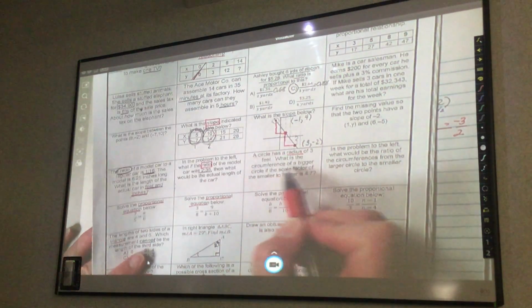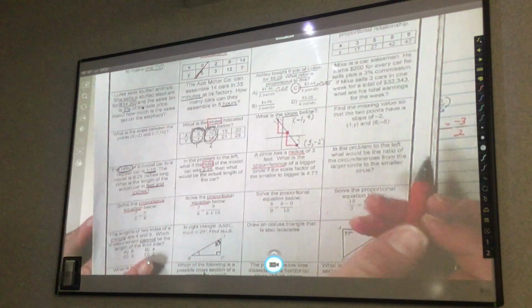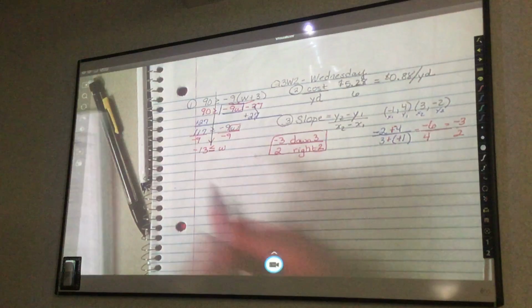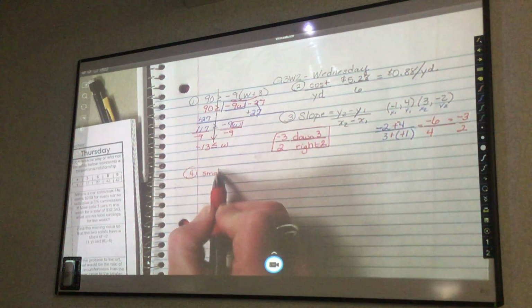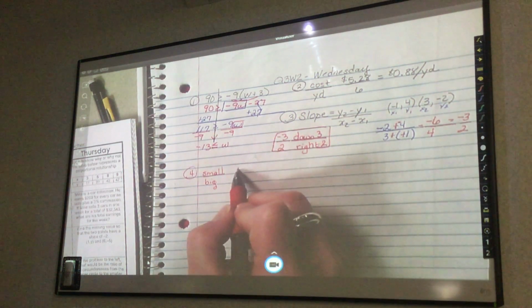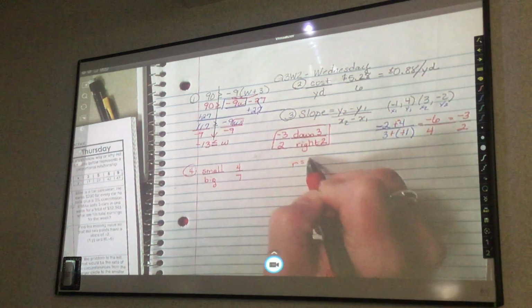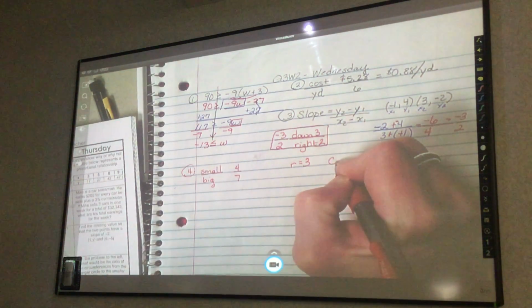What is the circumference of a bigger circle if the scale factor of the small to big is 4 to 7? So I'm going to start by writing small to big is 4 to 7. But I know that the radius equals 3, but I need to find the circumference.